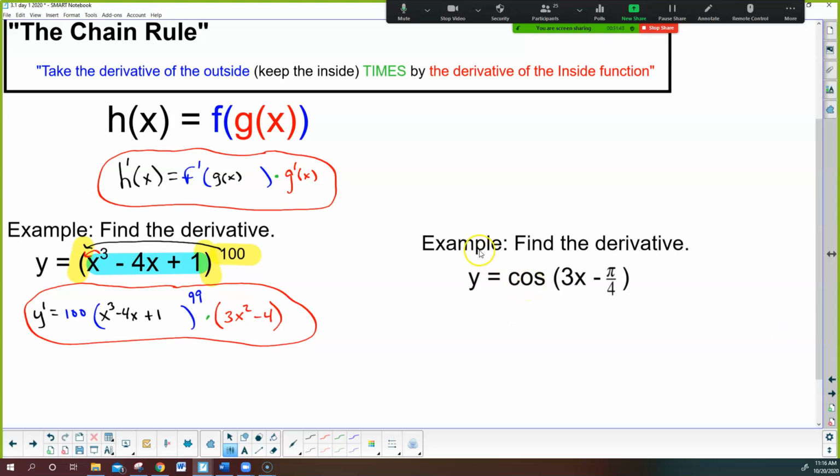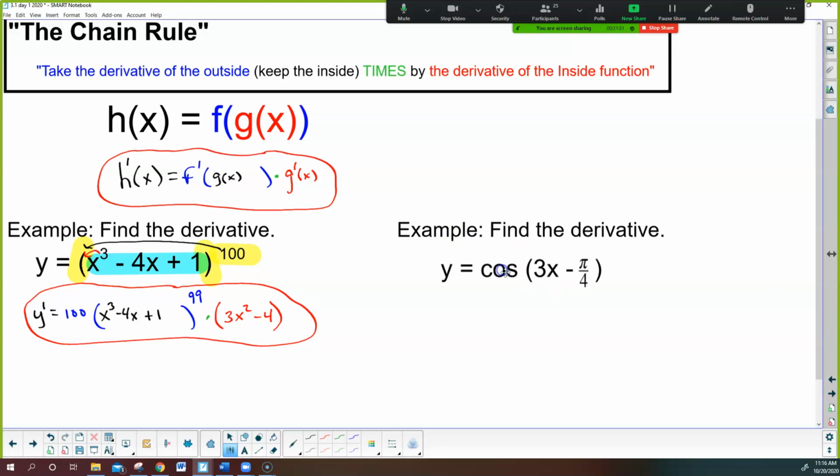This is a real common type of chain rule problem where you have a trig function and then you have something inside of the trig function, inside of cosine. So I like to use my highlighter at least just to start, and I want to think of, well, what's the outside function? The outside function is cosine. And then I even include that little bracket right there so I can see that, yeah, that is the outside. And what's the inside function? The inside function is 3x minus pi over 4.